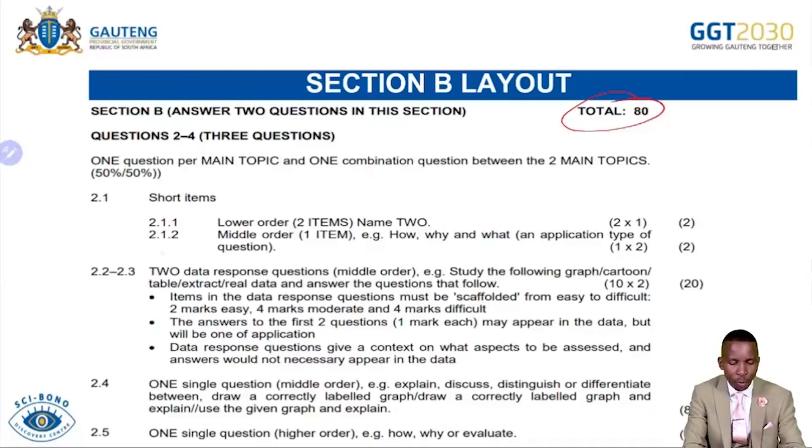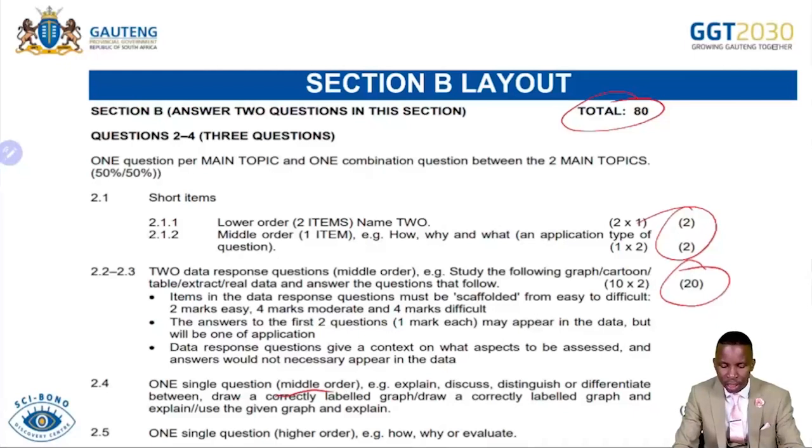Short items, 2.1.1, 2.1.2. Then we have 4 marks for this. And then 2.2, 2.3. That's why you have data response. It consists of 10 marks, 10 marks. And then it becomes 20 marks per question. And then 2.4, a single question, which is the middle order, e.g. explain, discuss, distinguish, differentiate between, draw the graph, etc. So in this case, that's why you have to briefly discuss in there, or draw the graph and explain or interpret. And then 2.5, a single question, which is the higher order, e.g.